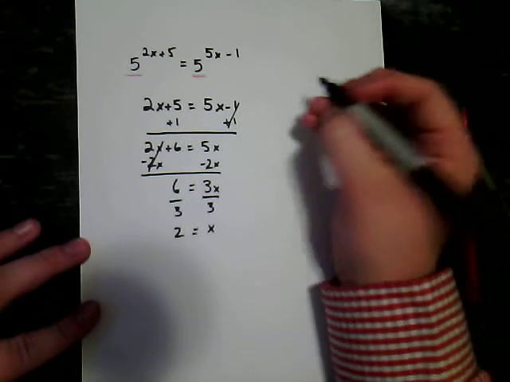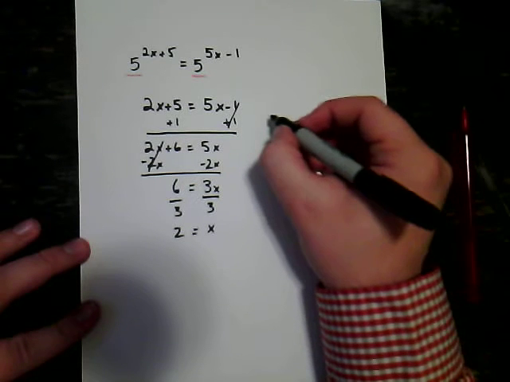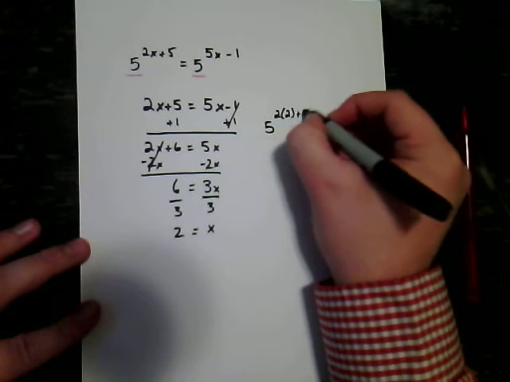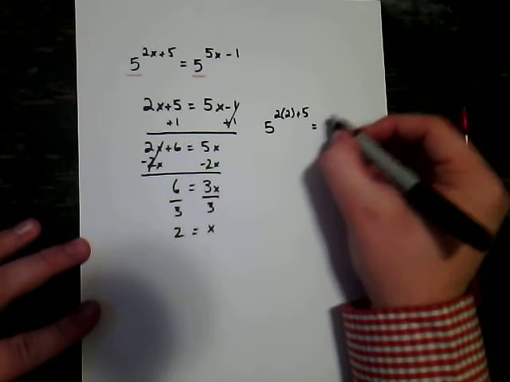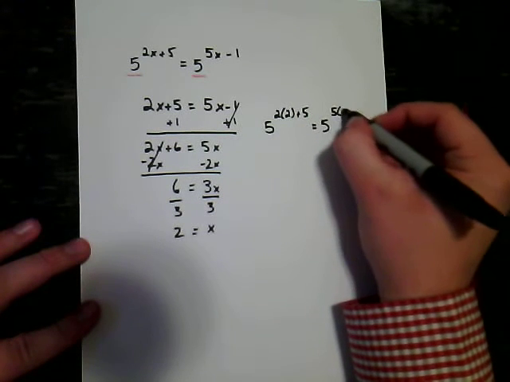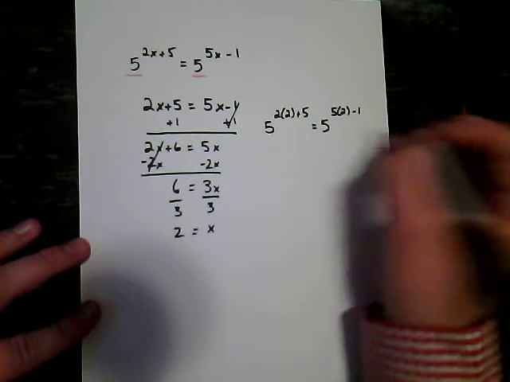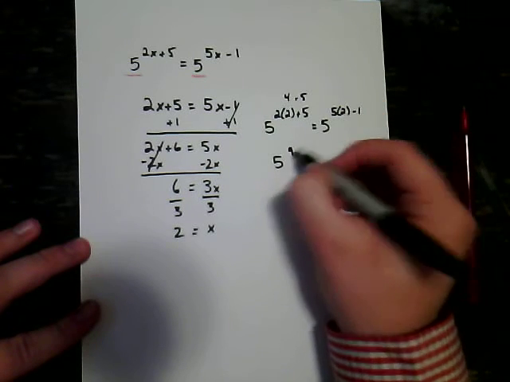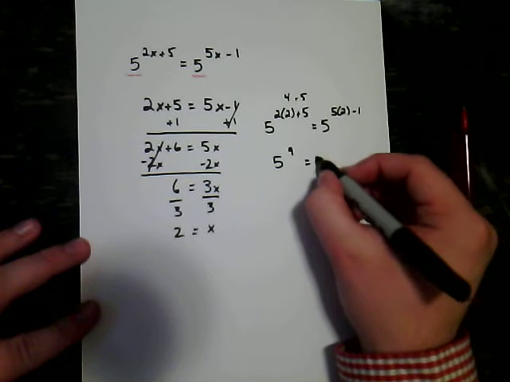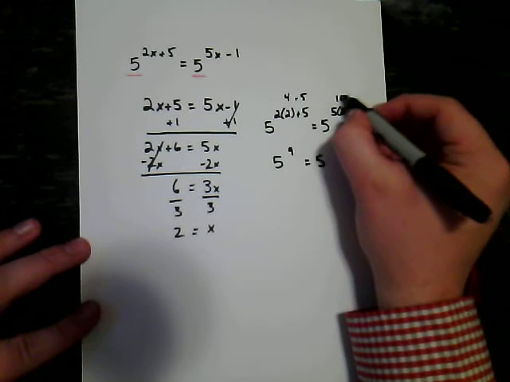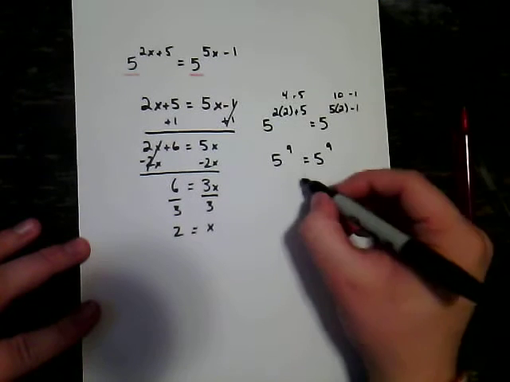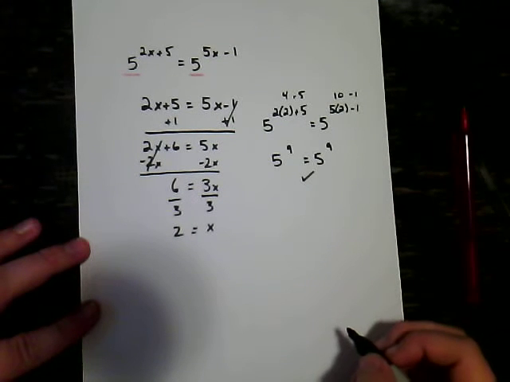Once again, you don't have to do this every time, but we're going to go ahead and check. Got 5 raised to the 2 times 2 plus 5 equals 5 to the 5 times 2 minus 1. So we got 4 plus 5, so 5 raised to the 9th is equivalent to 5 raised to the 10 minus 1, 5 raised to the 9th. Okay, so that goes ahead and checks out.